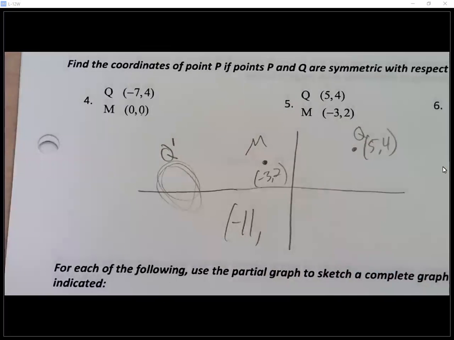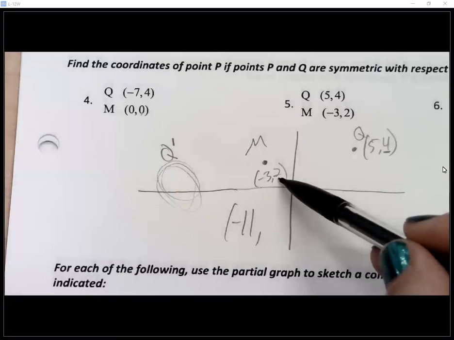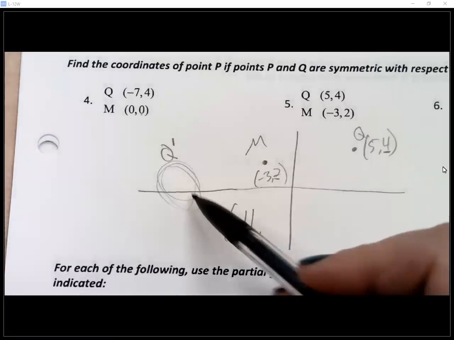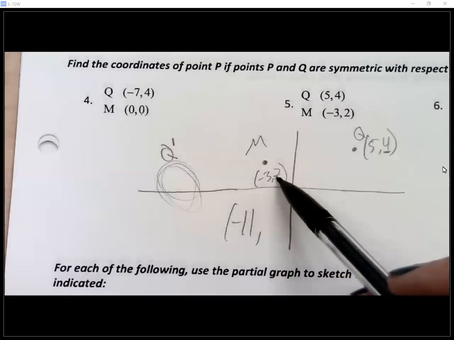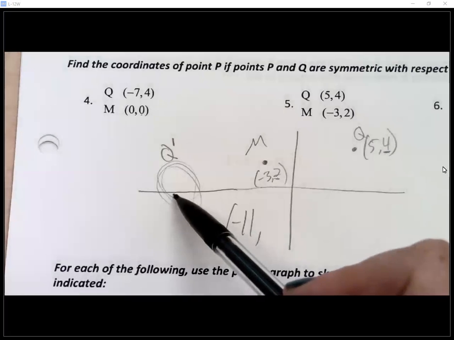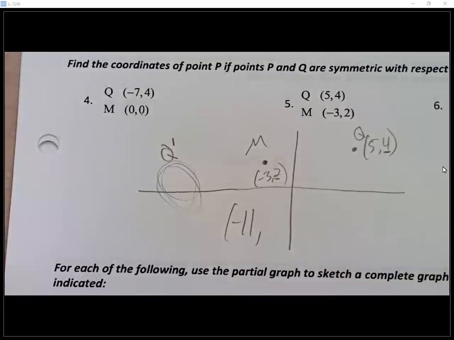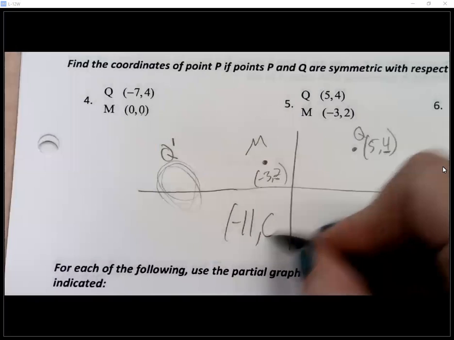Oh, not 8. What'd you do? Look at the Y's. You went from 4 and now you went down to here. So you're going to do the same thing. So if you went from 4 down to 2, you're going to keep going down to, yes, 0. How'd you get the -11?